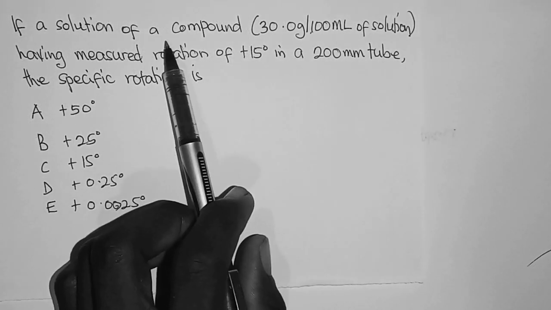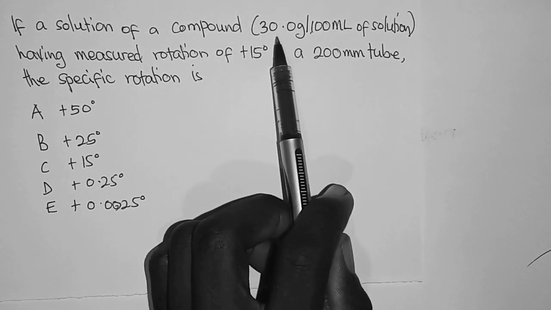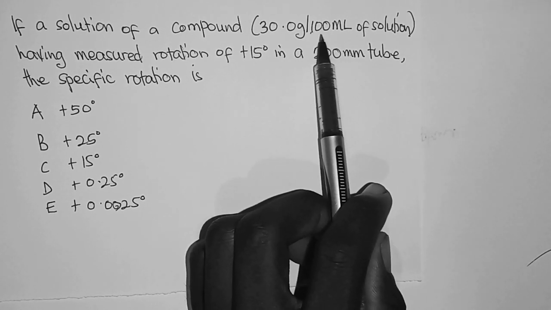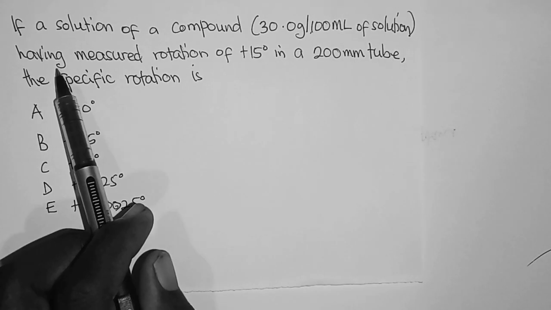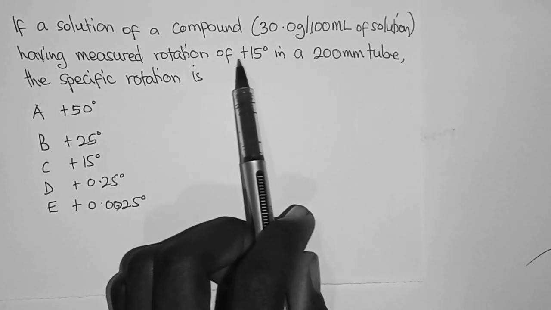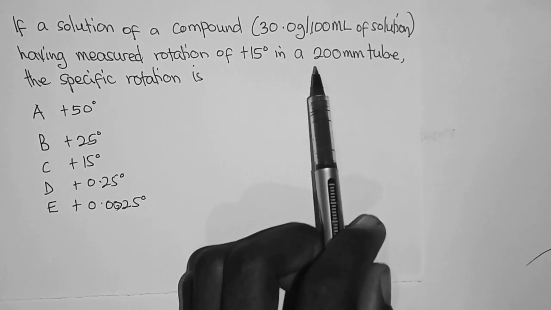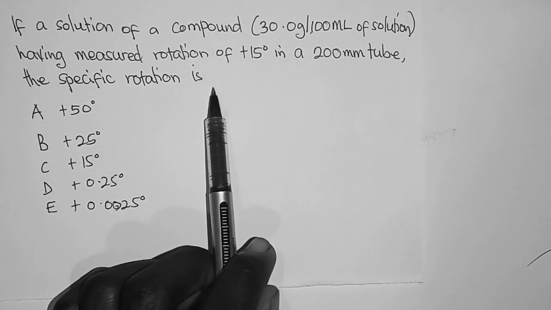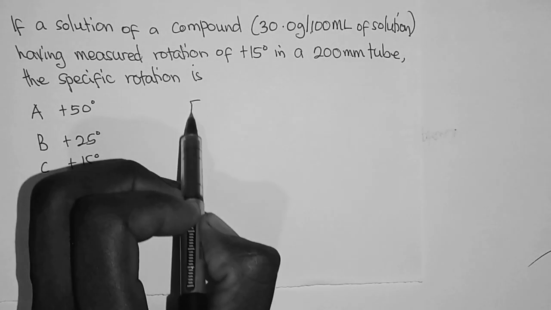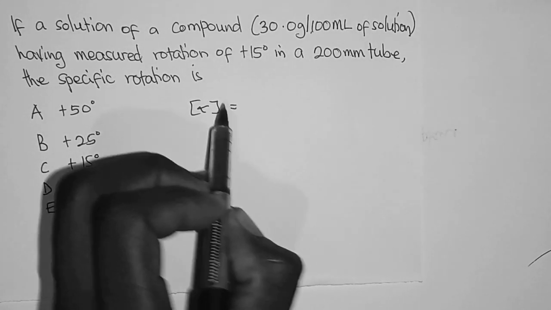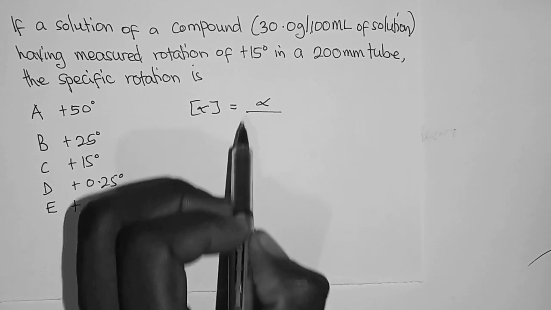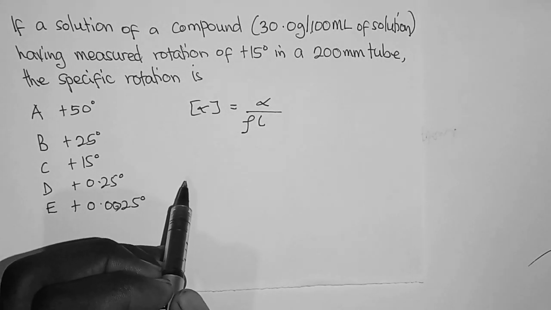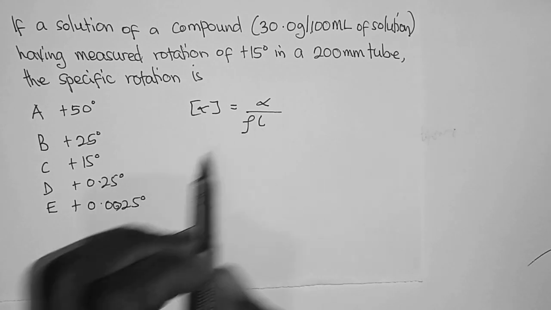If a solution of a compound, which is 30.0 grams per 100 mL of solution, has a measured rotation of plus 15 degrees in a 200 millimeter tube, the specific rotation is... Now, specific rotation is given as the observed rotation divided by the concentration times the path length. So let's calculate the concentration.